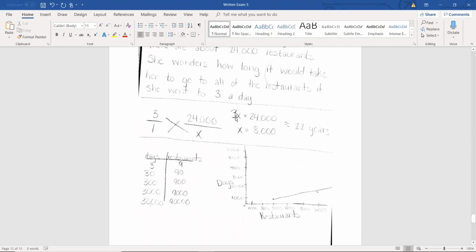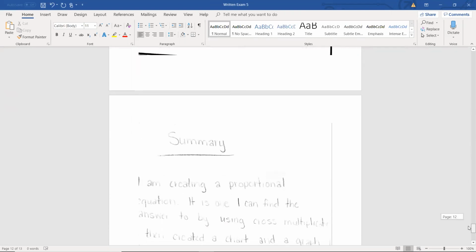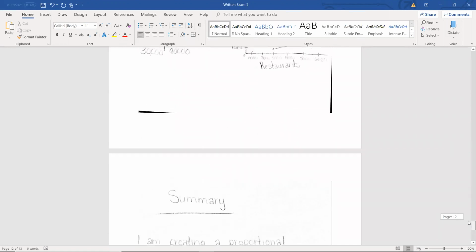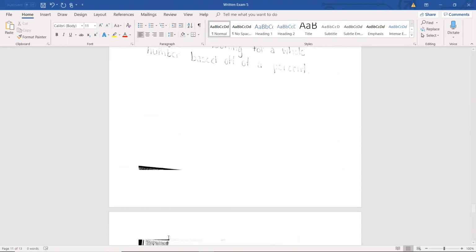So if we set up our equation, we get 3x equals 24,000, which we would just be dividing 24,000 by 3, which would get 8,000, which I divide by 365, which is approximately 22 years to go to all those restaurants. And then I just set up a table and a graph based on that information. I am creating a proportional equation. It is one where I can find the answer by using cross multiplication. Then I have created a chart and a graph based off of that same information. And that is all I have for you today.